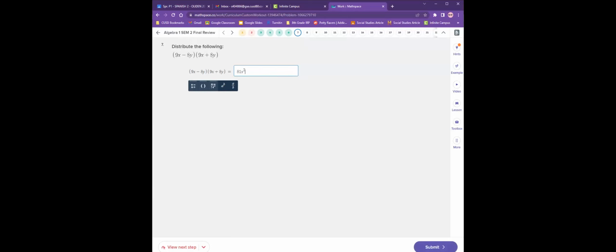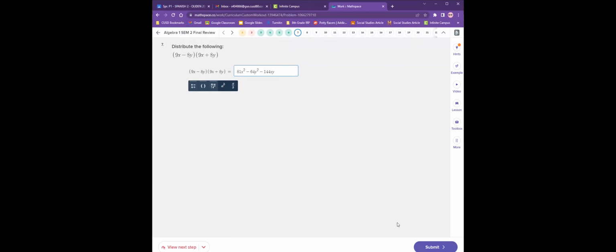81x squared minus 72xy, minus another 72xy. So then it'd be minus 144xy. Oh, wait, but the plus, or minus 64y squared. That comes first, right? It should be in that order.